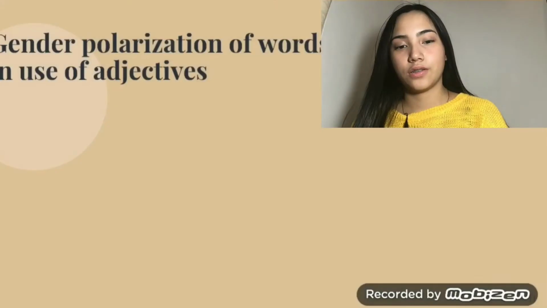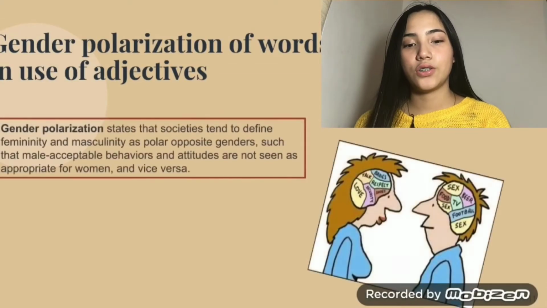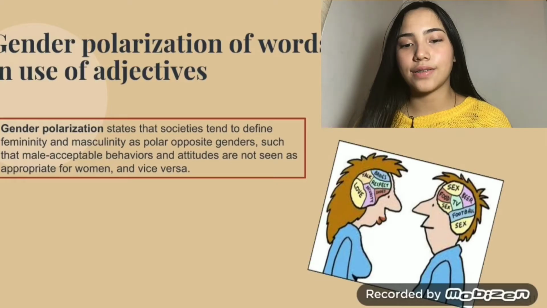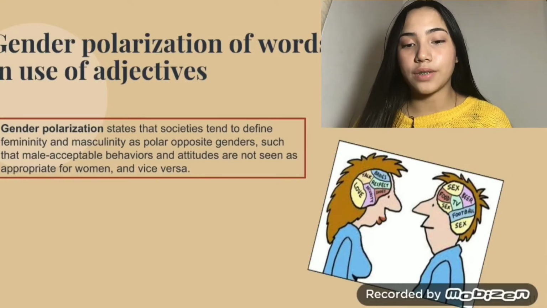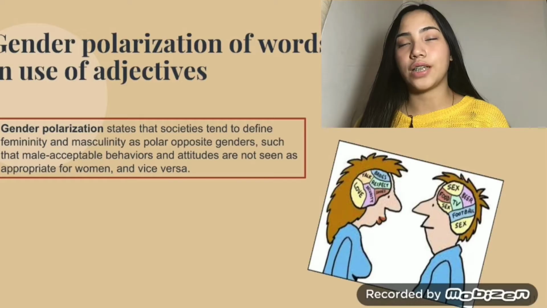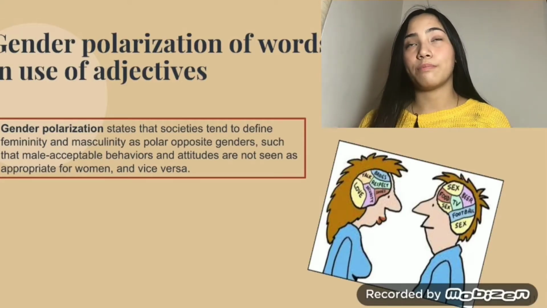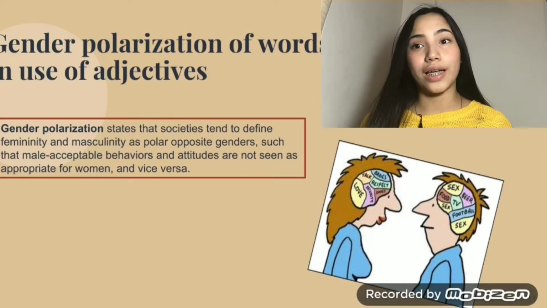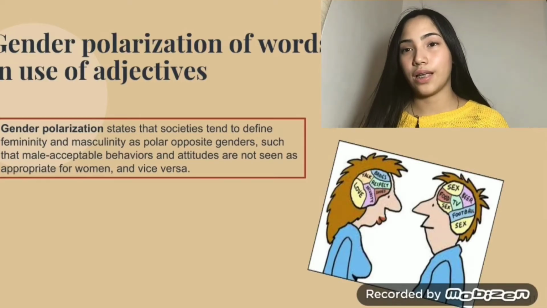So next we have gender polarization of words in use of adjectives. Gender polarization states that societies tend to define femininity and masculinity as polar opposite genders such that male acceptable behaviors and attitudes are not seen as appropriate for women and vice versa. Now going back to sex role stereotypes, as an example, men are only allowed to work and women can just work as housewives only and they're not allowed to apply for jobs.